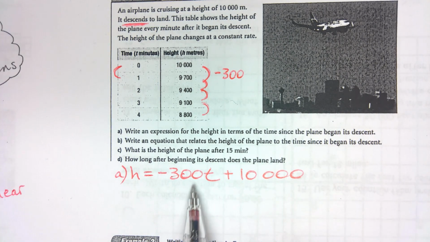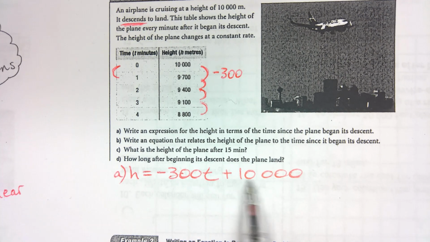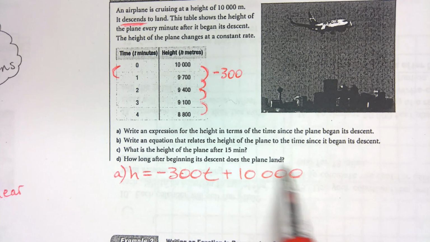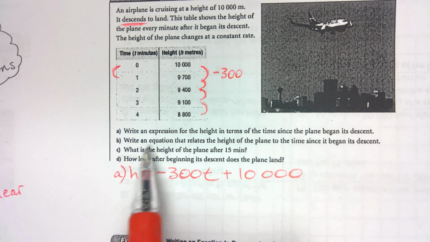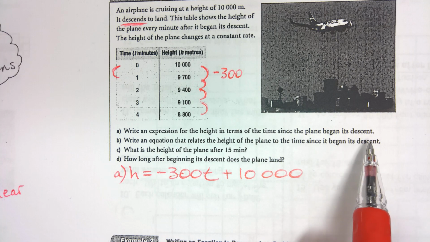Okay, so I know you said t times negative 300. I just wrote it like this because we're more used to this format. And then don't forget, you are starting off in the air, not underground, so it's positive 10,000. Okay, write an equation to relate the height of the plane to the time since it begins its descent. I think I just wrote that.